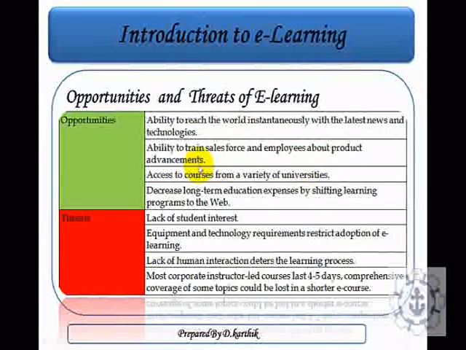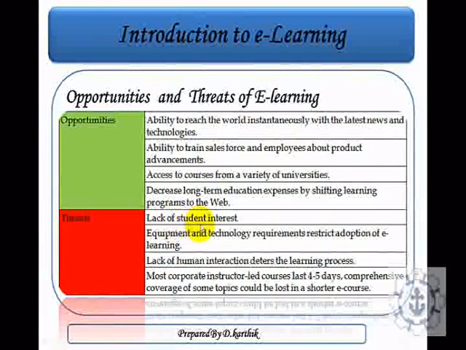Ability to train sales force and employees about the product advancement. We are able to train the sales force and employees about product advancements. Access to courses from a variety of universities. We can make it an e-learning tool where all the universities can log in. Decrease long-term education expenses by shifting related programs to the web. So there is no need to travel, no need to go to college, to stay in a room, to go for accommodation, or to go for transport. These things can be avoided, which reduces the cost.